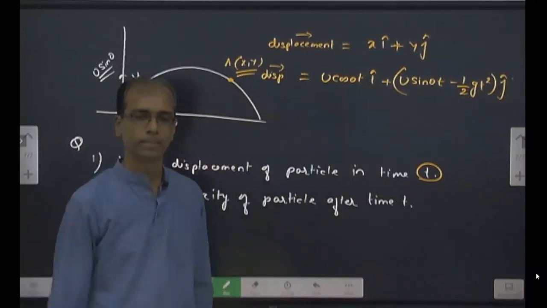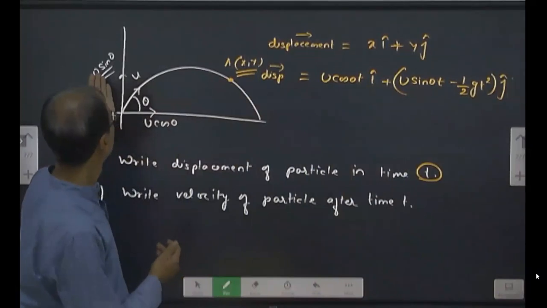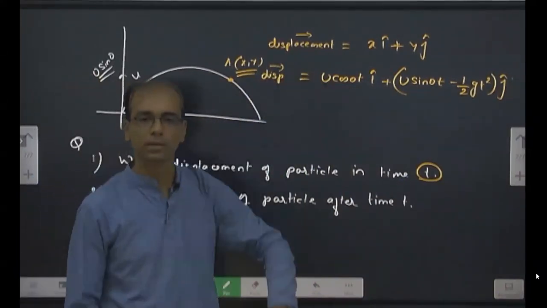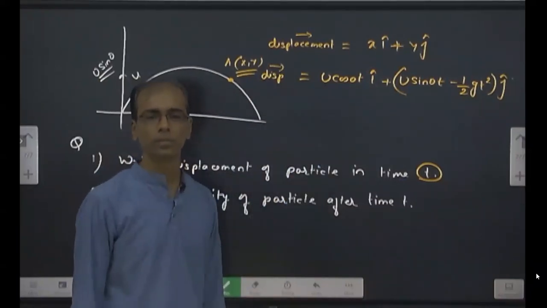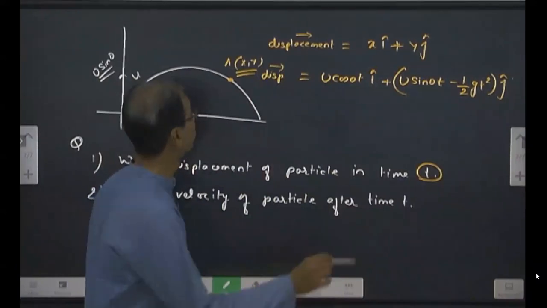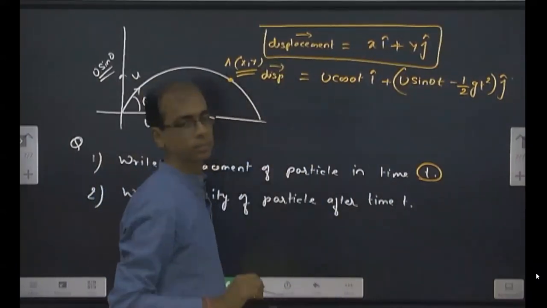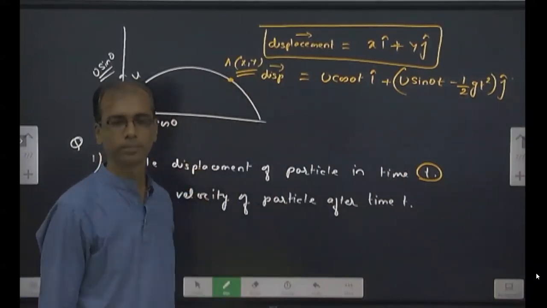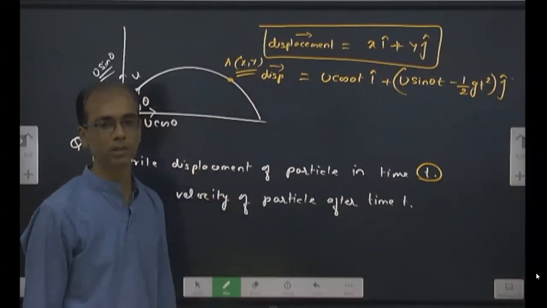That's it. If he gives value to us, we'll find it. Suppose he says this is 3 and this is 4, we'll put it and we'll get the answer as displacement. So this is displacement. Okay, understood that? Remember it always. Displacement means you're actually finding coordinates, nothing else. U cos theta t and u sin theta t minus half g t square.